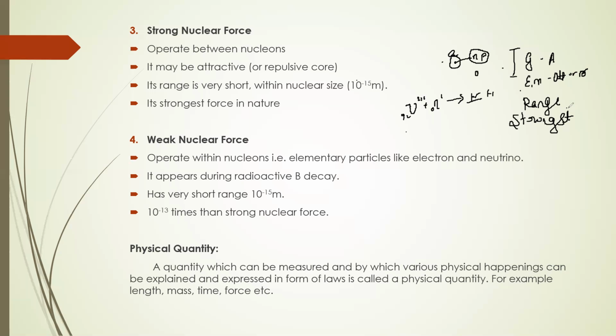So during the beta decay, whatever elementary particles are released, the force between them is called the weak nuclear force. It has a very short range, that is 10 raised to minus 15 meter, and it is 10 to the power of minus 13 times that of the strong nuclear force. So this is regarding all the four fundamental forces in nature. Okay.